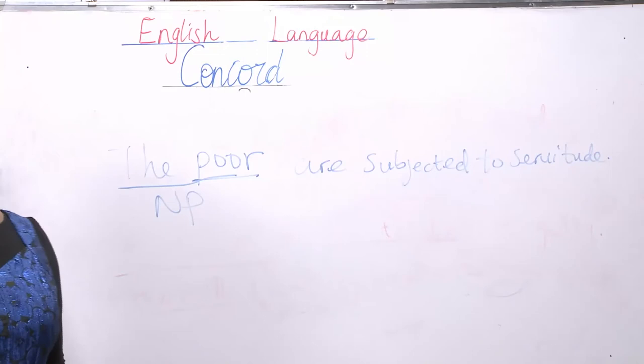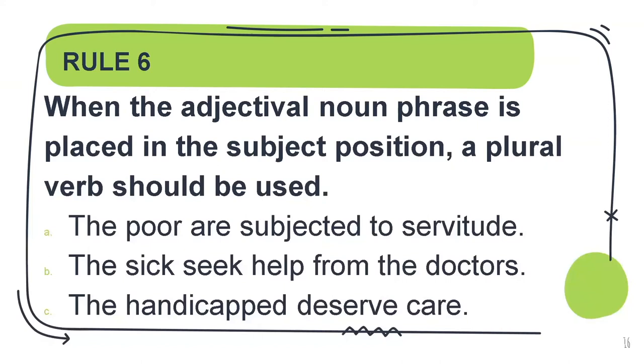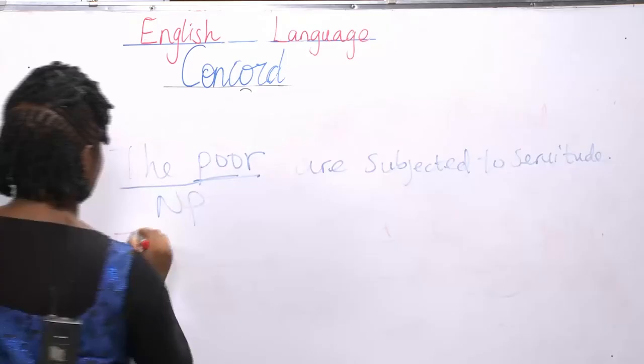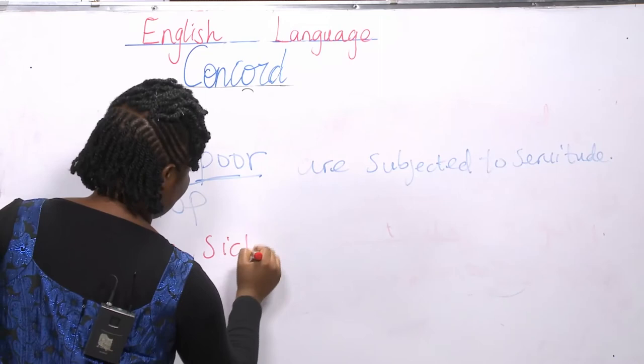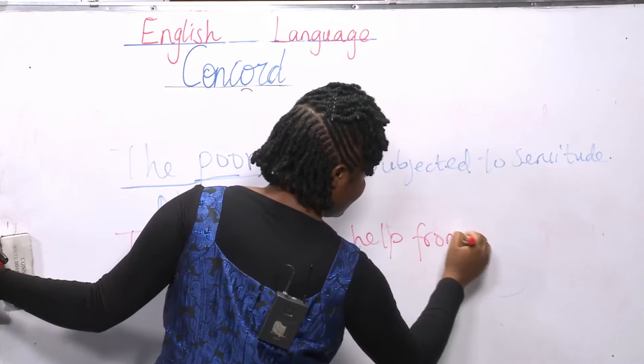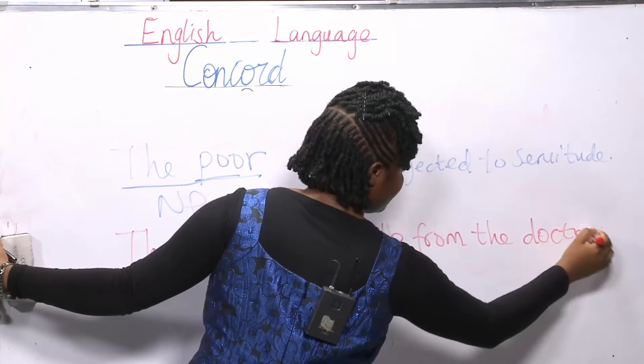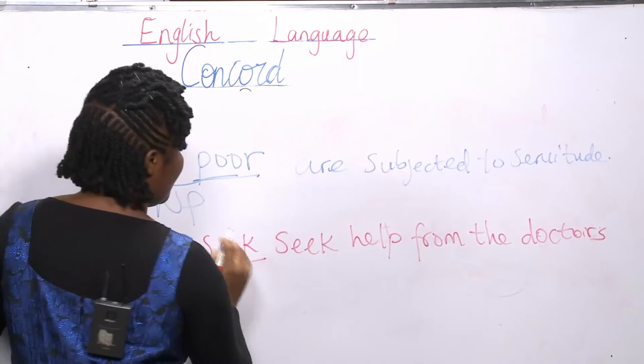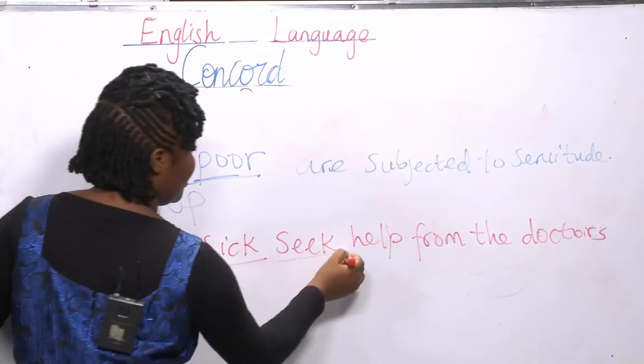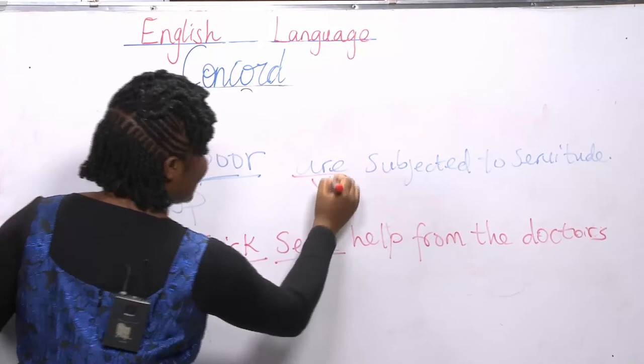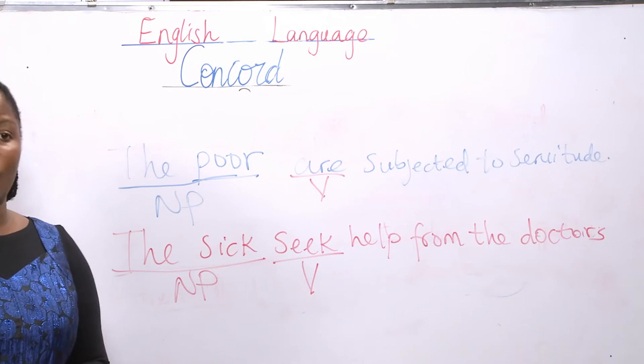Now let's look at another example. The sick seek help from the doctors. This is another adjectival noun phrase. But then, because this is an adjectival noun phrase, it will be followed by a plural verb. So it won't be the sick seeks. No. The sick seek help from the doctors. Now, let's move on to the next rule. Rule 7.